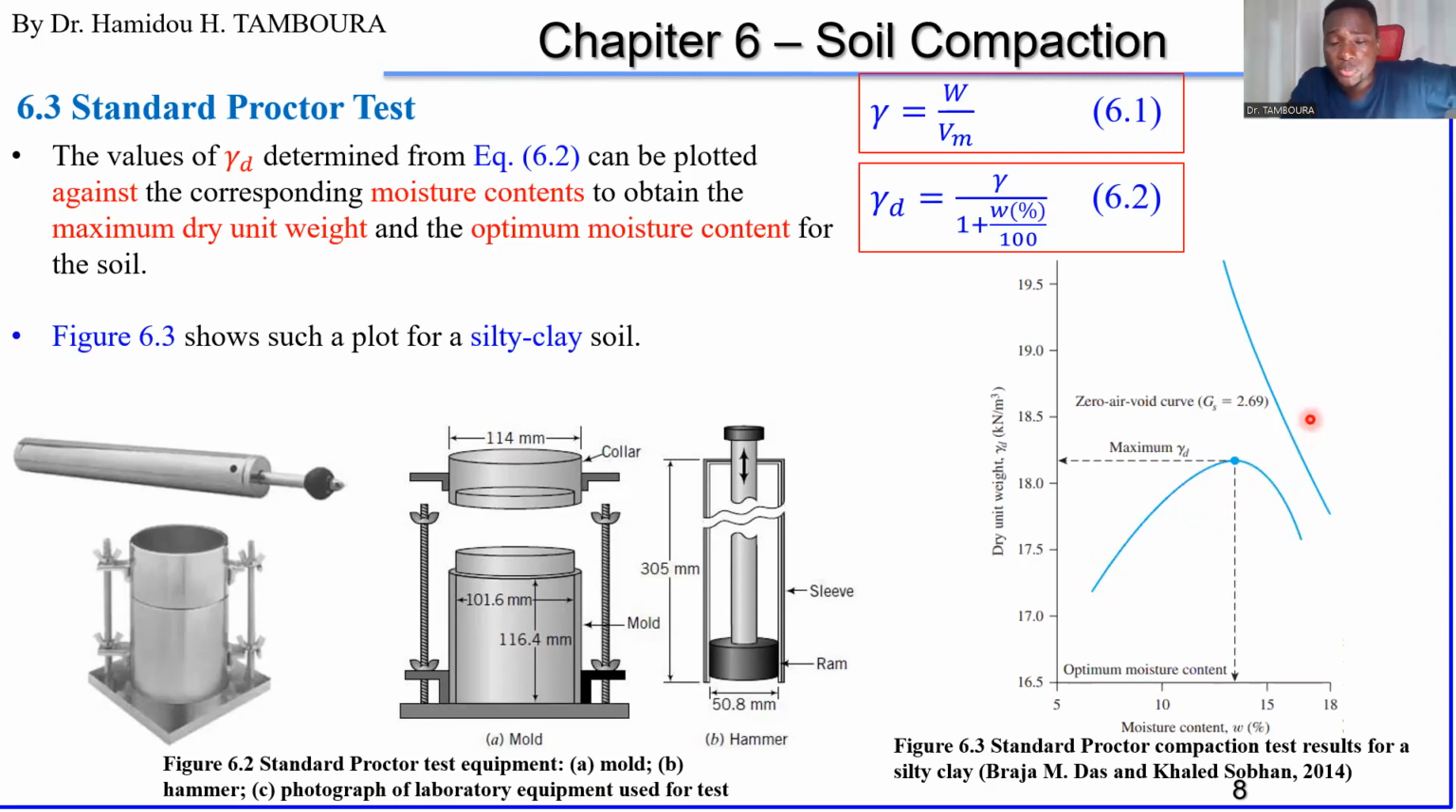All right. So this is the main objective of this test. By doing several tests, by just changing the water content and obtaining the dry unit weight for each test, you can get this curve. And getting this curve is the objective of this test. Okay? Please remember that.